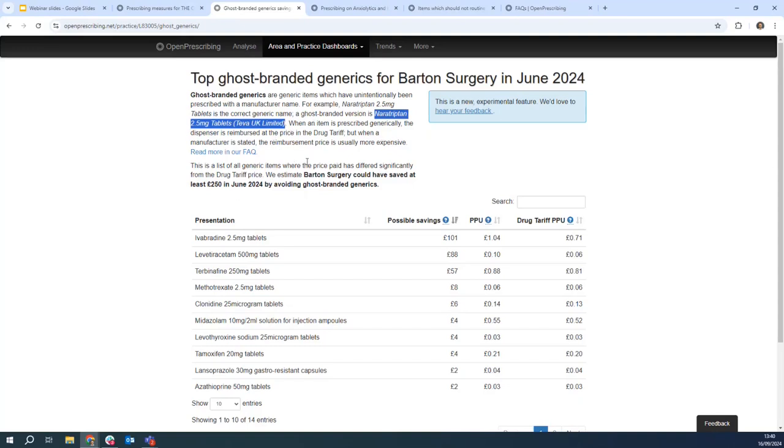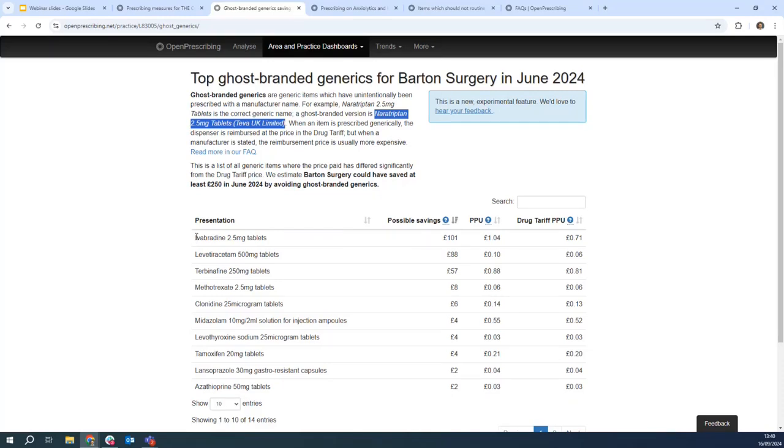So what we look at basically here is we're saying, we know that if you prescribe for a specific manufacturer, there will be a slightly different price paid for these drugs. So it might be higher than what you would generally pay for a generic prescription because you've specified a manufacturer. The data that we get doesn't tell us which ones are ghost branded generic prescriptions and which ones aren't, but we use a little bit of logic to work it out.